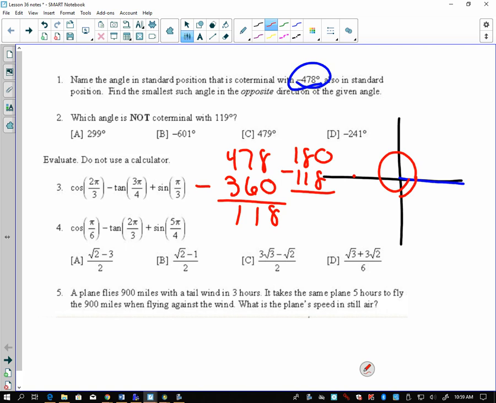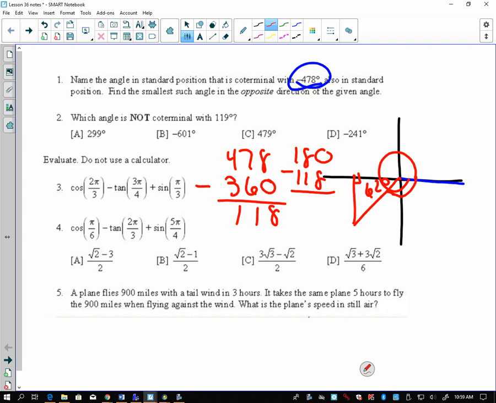What's that? 62. So what is that? That should tell me that my reference angle, I'm 62 degrees from being at 180. So I get something that looks like this.